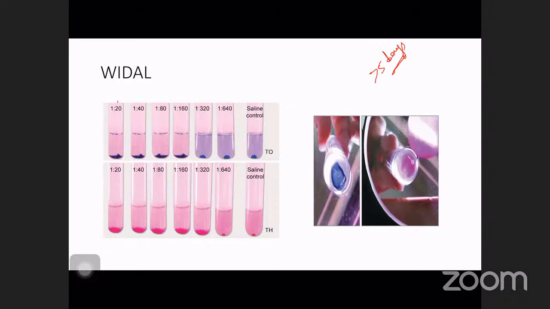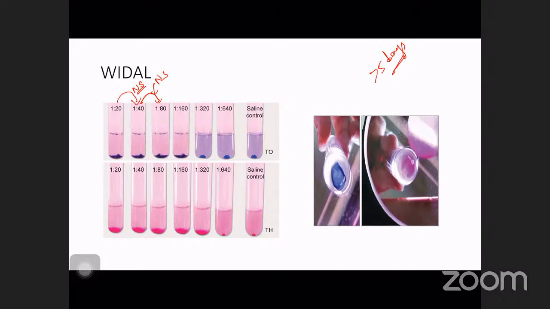From this tube, you transfer some to the next tube, and again add more normal saline, so it is diluted further. From this you add the diluted serum to the next, and again add normal saline, so again it is diluted. In such a way you do a serial dilution. Once you have made the serial dilution of the patient serum, now we are going to add the antigen.